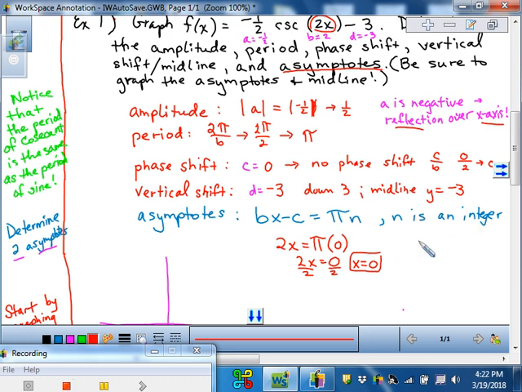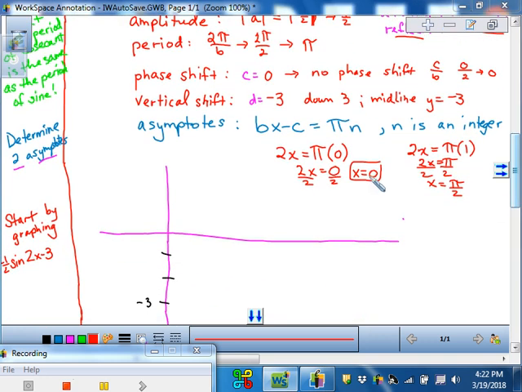Choose another integer. The next easiest integer I can think of is 1. So I'm going to take bx minus c, which is 2x, equals pi times 1. And then I'm going to simplify that. 2x is equal to pi. Divide by 2. X is equal to pi over 2. So my first two asymptotes are located at x equals 0 and x equals pi over 2.